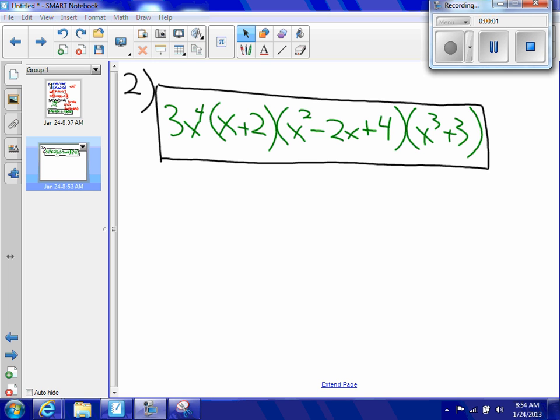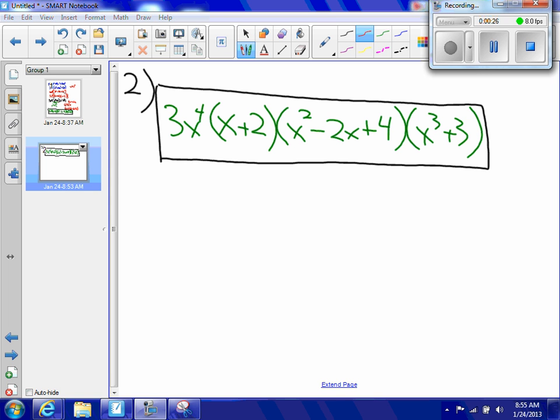Even though number 2 was an extra credit problem, I thought it would be good to cover it, because number 2 is based on number 1, and that's exactly what it said. It said, using the result from the previous problem, identify all of the real zeros of the equation. So this was my polynomial, and I factored it out as far as I could factor it.